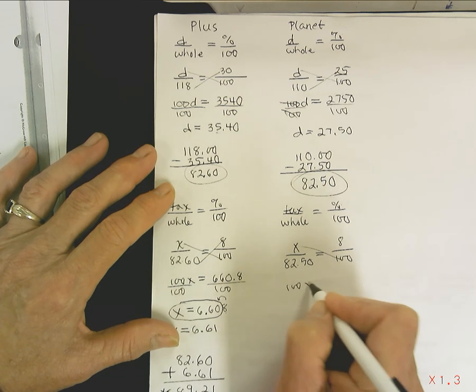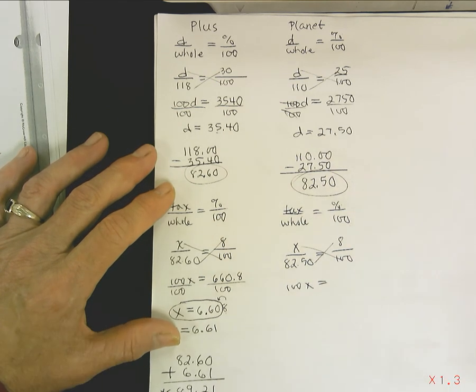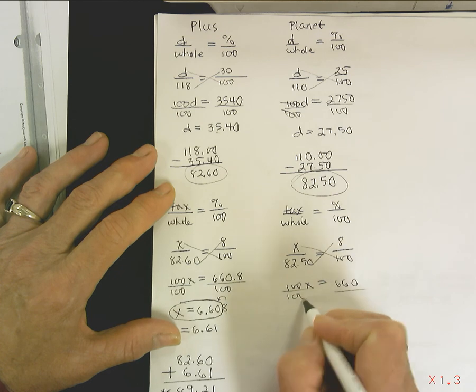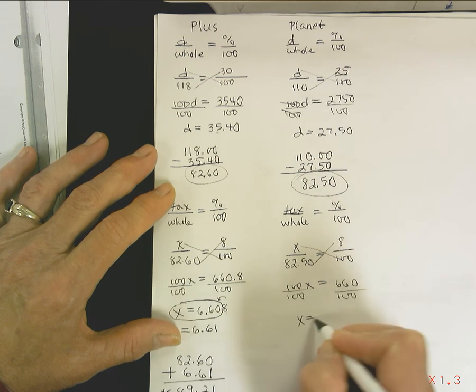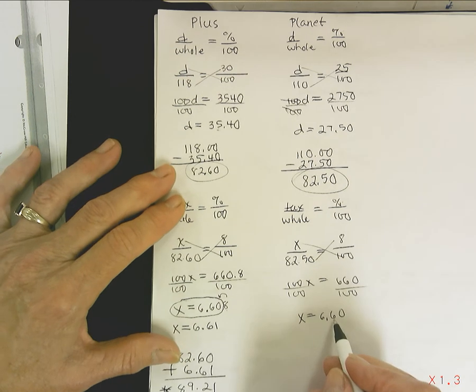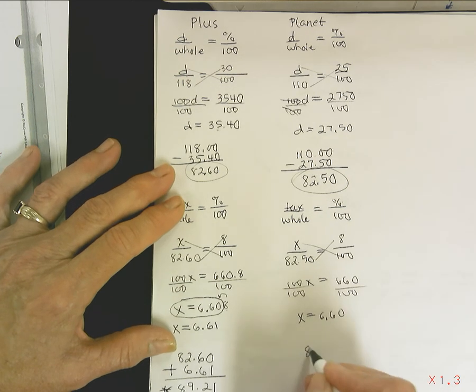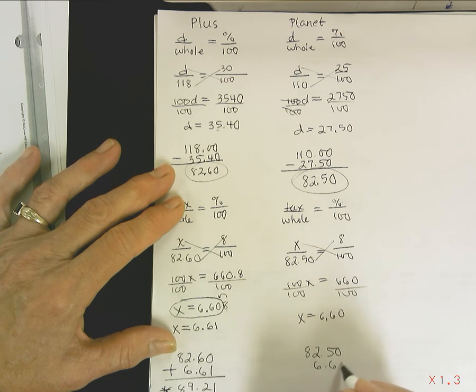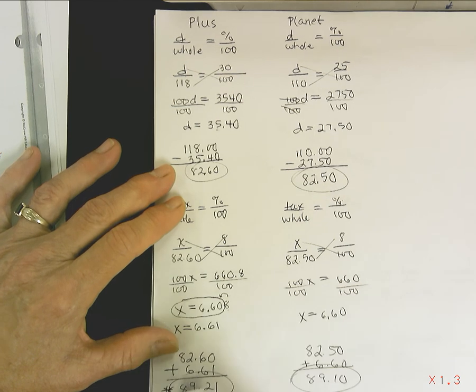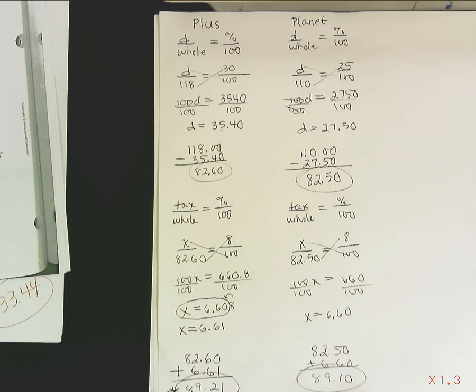Cross and multiply. Divide by 100. We're paying $6.60 in tax. So let's see the final price. $82.50, that's our sale price. Add the tax, and we're paying $89.10. Here are my two final prices. Whoops, y'all can't see those. Move this up. Here are my two final prices.